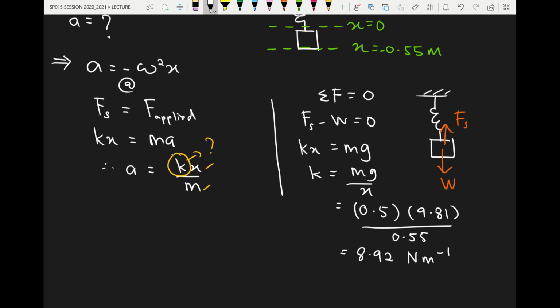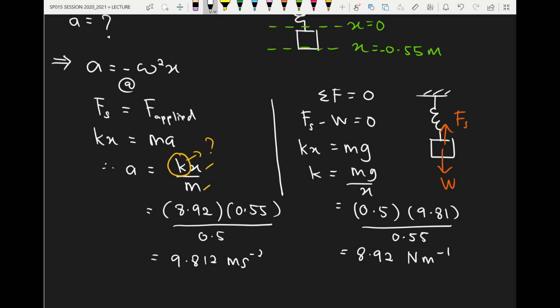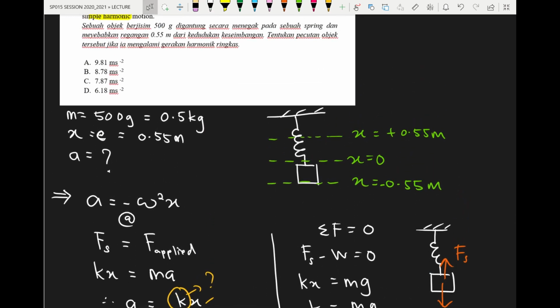Now you can substitute into the equation of acceleration. The value of the force constant k is 8.92, the x is 0.55, and the mass is 0.5 kilograms. Okay, so then you can get the answer 9.812 meter per second square. So this is the longest method, and the answer is A. Okay, so the answer is A.